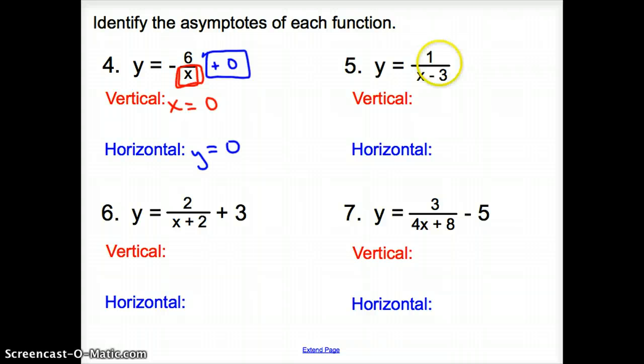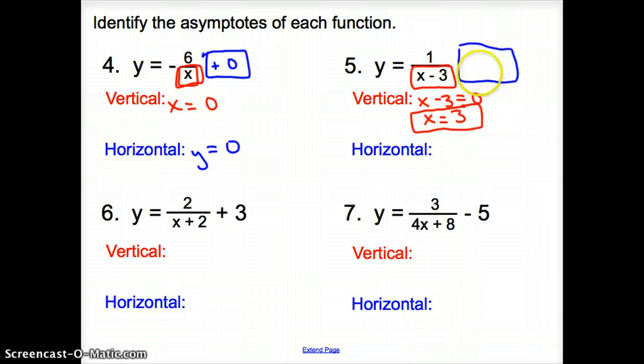Looking at 5, remember the vertical asymptote is on the bottom, so we go x minus 3, and we set it equal to 0. Add over the 3, so x now equals 3. So our vertical asymptote is x equals 3. Our horizontal asymptote is whatever is added or subtracted behind the fraction. Is there anything added here? No, there isn't. It's just plus 0. So y equals 0. You like the horizontal asymptotes.